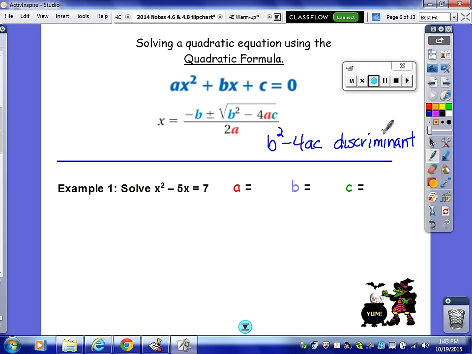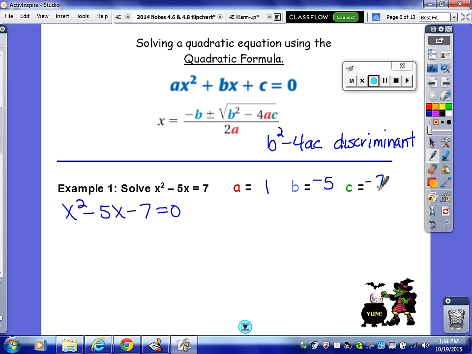Okay. Now, in order to be able to use the quadratic formula, our equation has to be in standard form. So let's look at the first one. Let's move the 7 and put this thing in standard form. Now, you use the quadratic formula when you can't isolate a square term or factor. So things that aren't able to be factored, you can use the quadratic formula. So we need the coefficients. Our a is 1, our b is -5, and our c is -7.